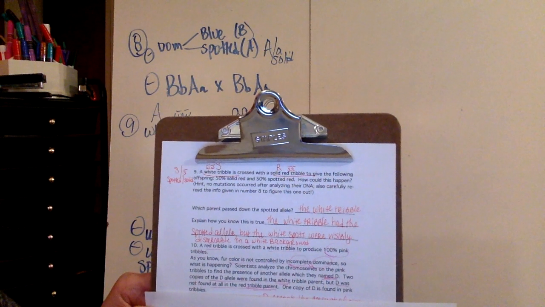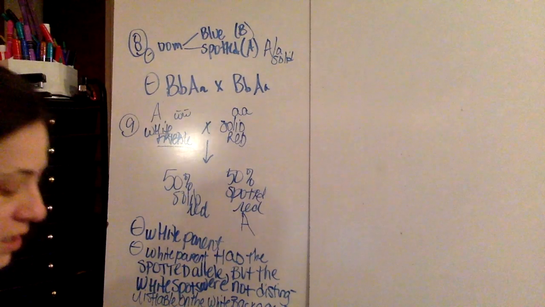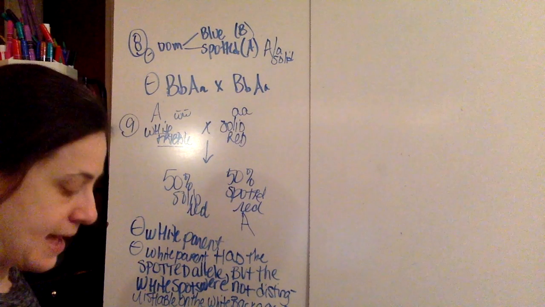One copy of big D is found in pink tribbles. So there's actually a couple things going on. So what do you think is happening?